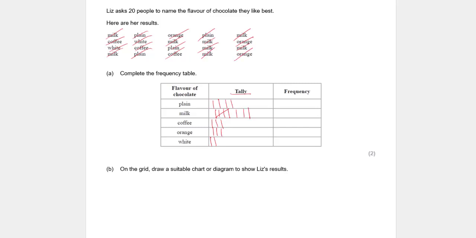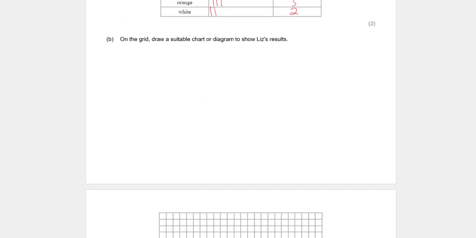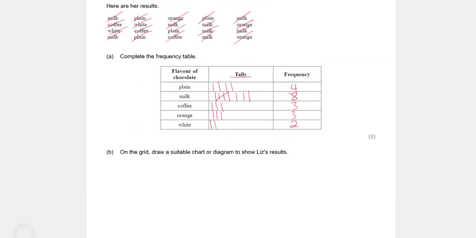orange, and that's it. So we have plain 4, write down the frequency. Milk we have 5, 6, 7, 8. Coffee we have 3. Orange we have 3. And white we have 2. On the grid, draw a suitable chart or diagram to show Liz's results. So here are the frequencies. So we're going to go ahead and draw a bar chart.